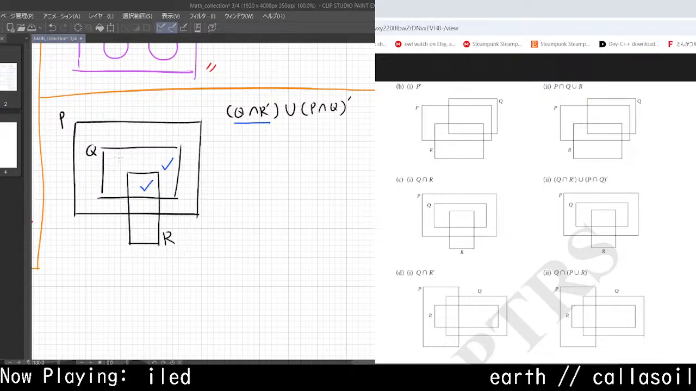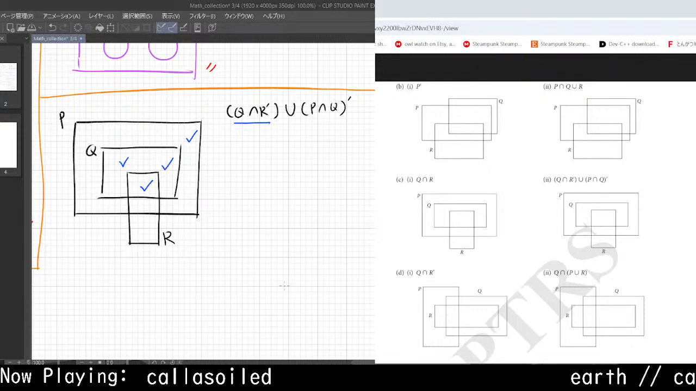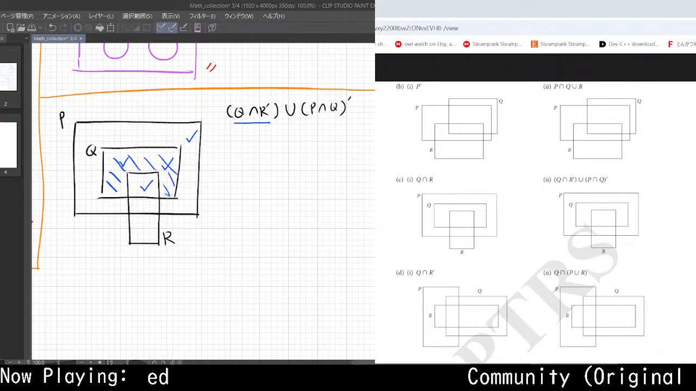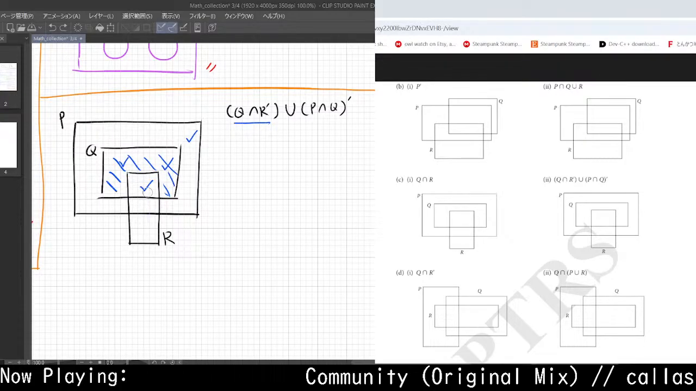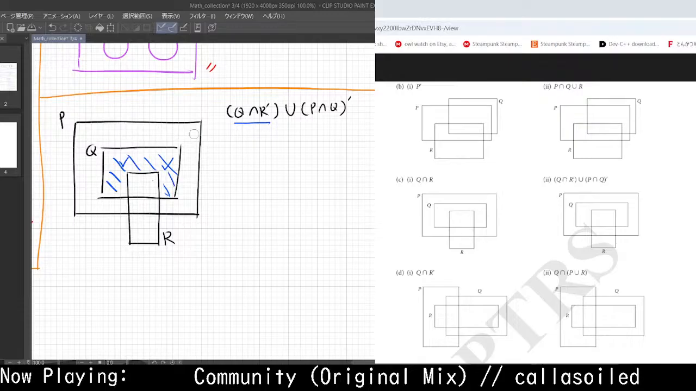Okay, so ∩ means overlap. So since we want to find the overlapping portion, we basically want to find the portion that has 2 ticks, which would be this portion over here. Yeah, so this one is gone, this one is gone. Okay, we don't need it anymore.